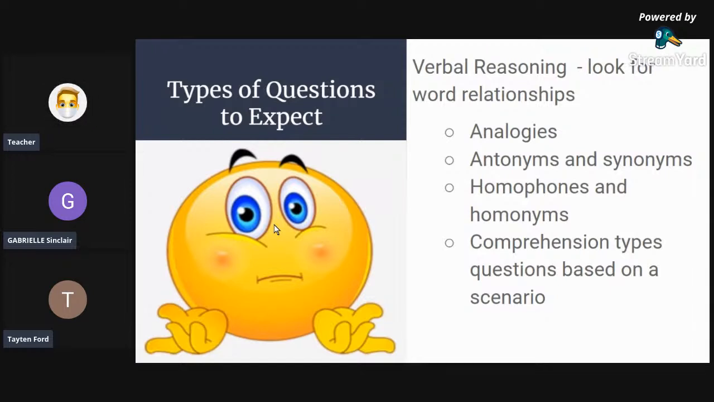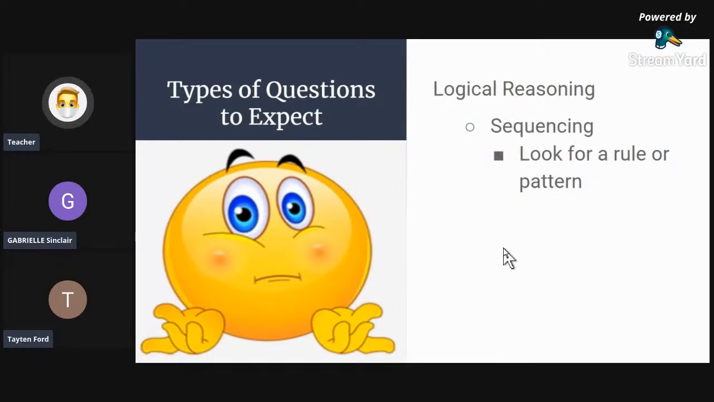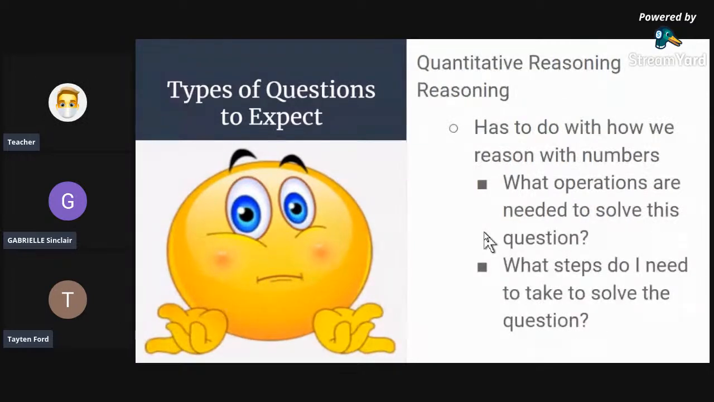Verbal reasoning. We're looking for word relationships such as analogies, antonyms, synonyms, homophones, homonyms, and comprehension type questions that are based on some scenario. We look for logical reasoning as well, looking for sequencing. We look for a rule. We look for patterns and all that. Remember, when you're looking for the pattern, try to make sure that it will work. Look at each option to see if it will work. Think about why it will work or why it would not work.